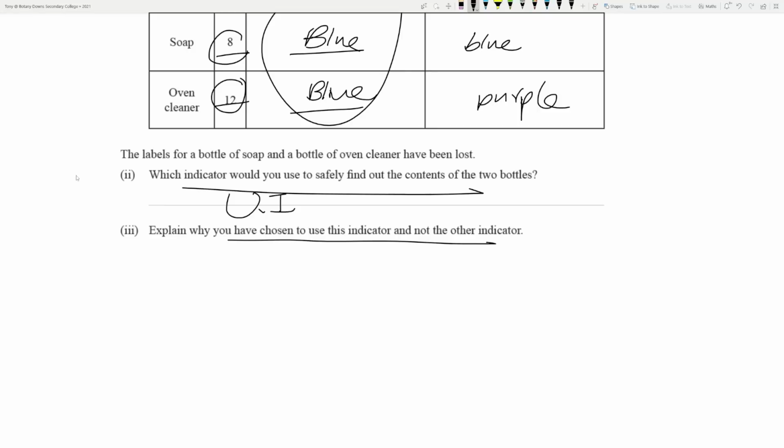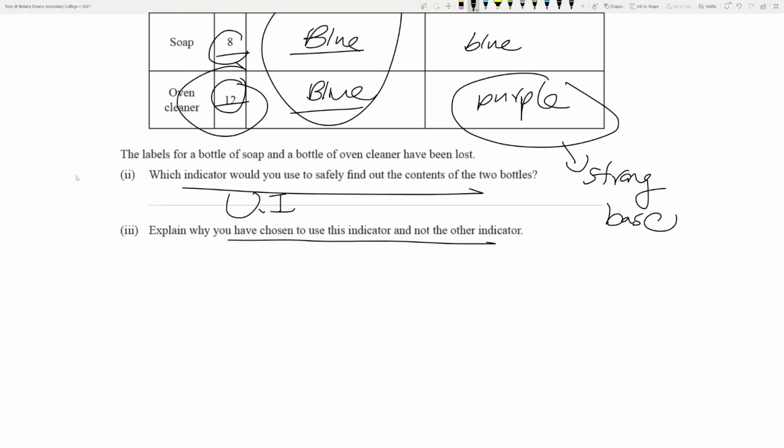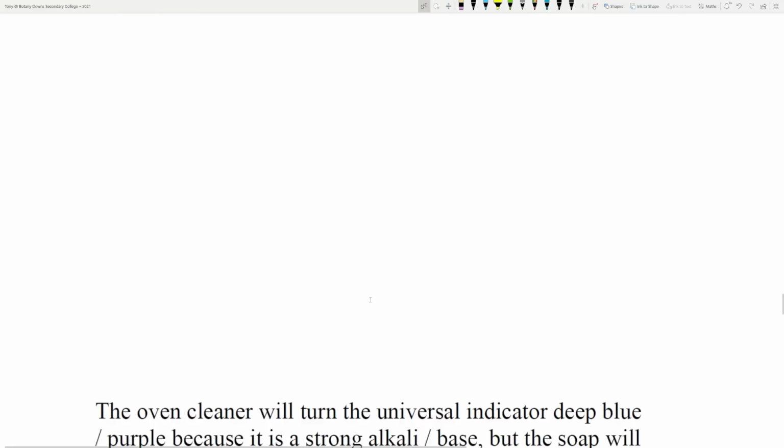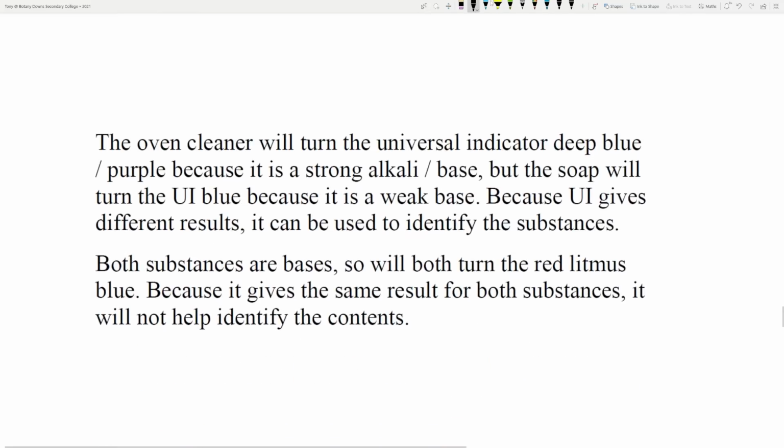But then the universal indicator can be used because the purple tells us this is a strong base, and this is indicated by the 12. And then blue is a weak base because this is indicated by the pH of 8. Okay, so we can see here the litmus paper doesn't work that well.